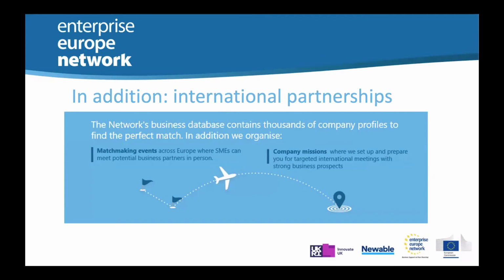So, just to finish on the EEN, in addition to international partnerships and the database, they also provide matchmaking events, and they're running company missions, the so-called GBIPs, which are Global Business Innovation Program missions. And those missions are then complemented by the missions KTN, the Knowledge Transfer Network, is leading, which are called GEMs, Global Expert Missions. They both have slightly different focus, but are very complementary to each other.